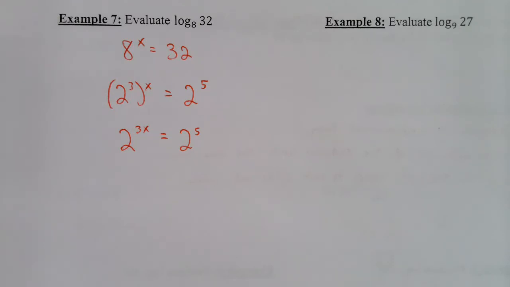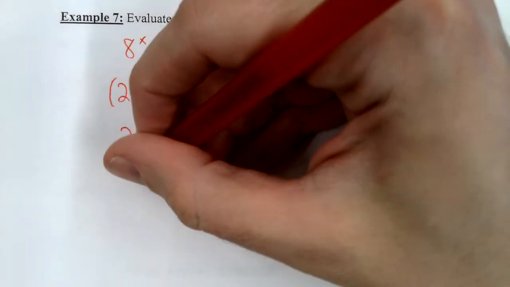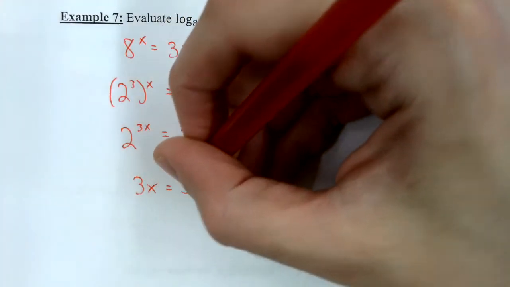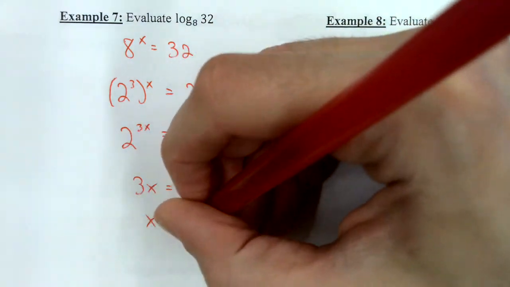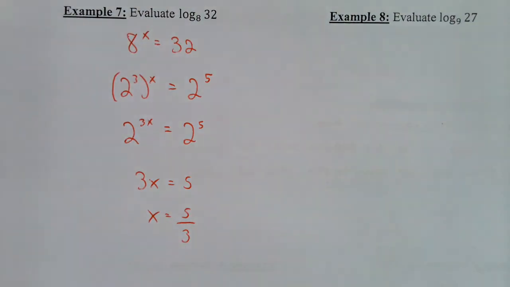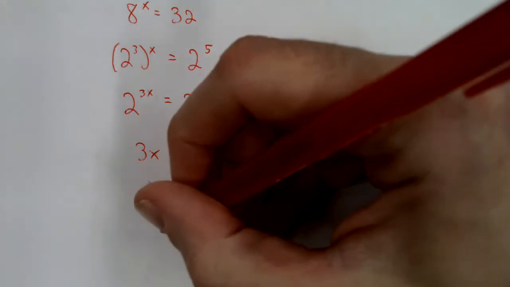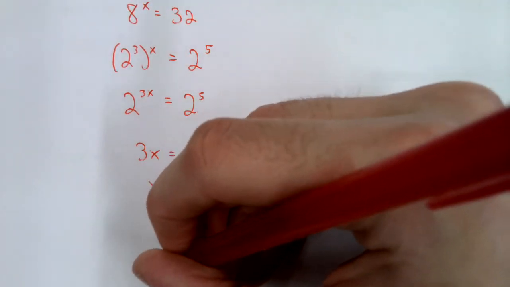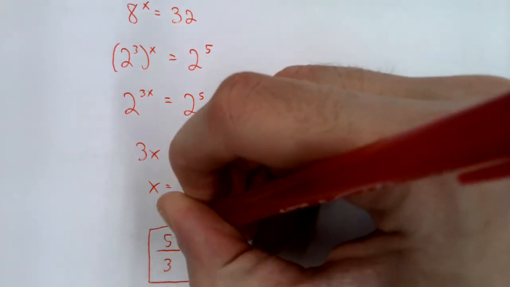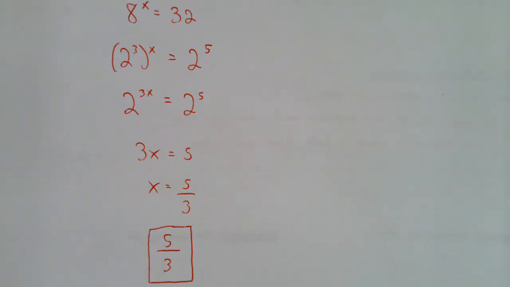And now you set the exponents equal and you solve. So 3x equals 5, which means x equals 5/3. So that's my answer to that one, 5/3. That was a little tricky.